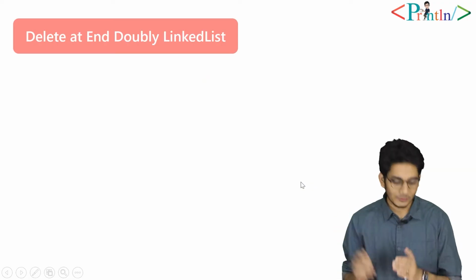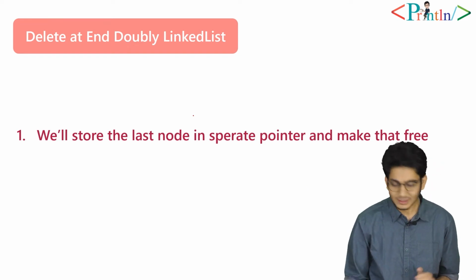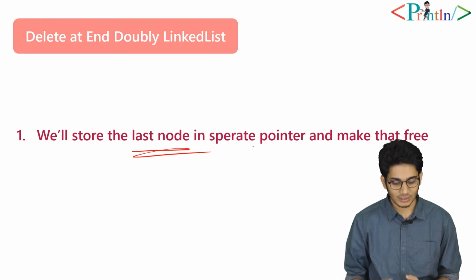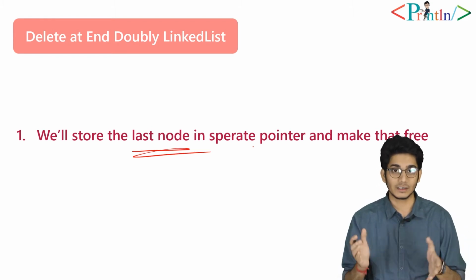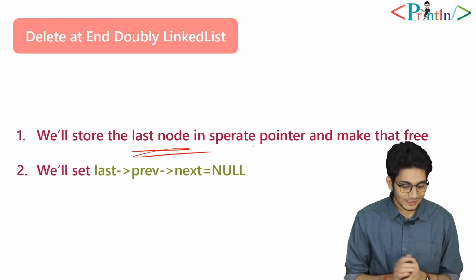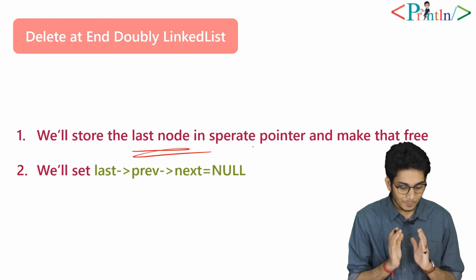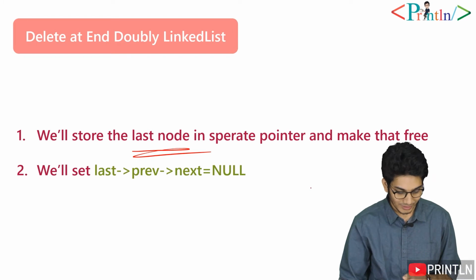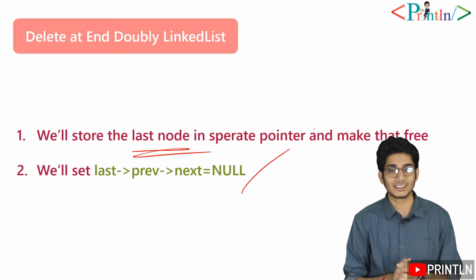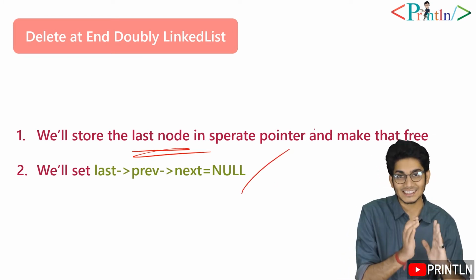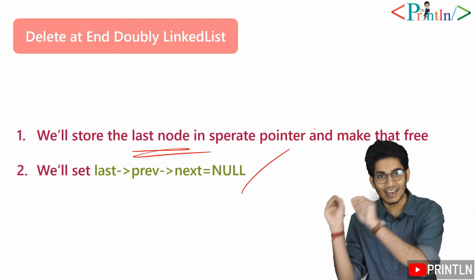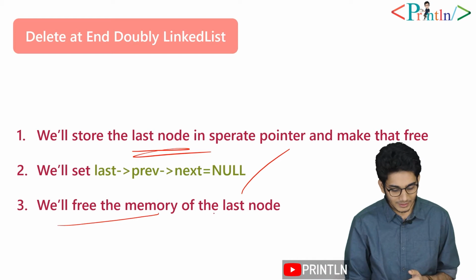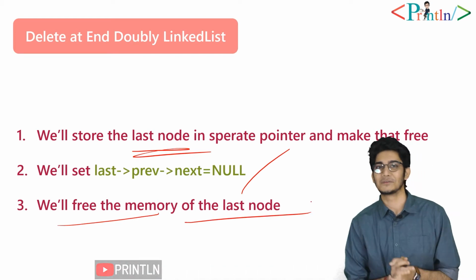At first, we'll traverse the entire list and store the last node in a separate pointer, that is del or temp, whatever you call it. Then we'll set last prev next as null. This is the most important portion. Just think in your mind, what is last prev next? Then we'll free the memory of the last node.